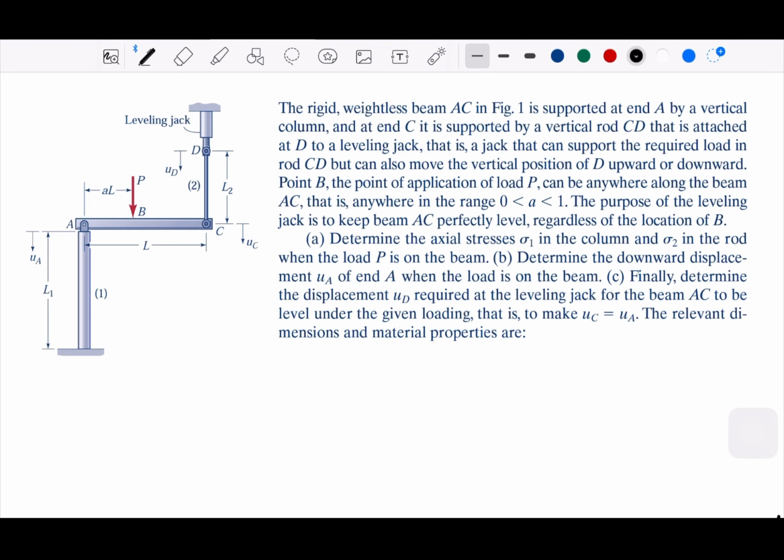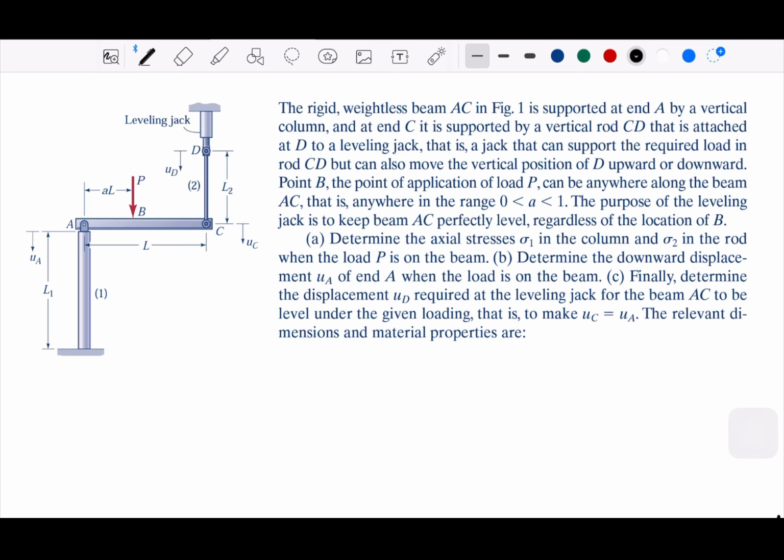So the purpose of the leveling jack is to keep beam AC perfectly level. What does it mean? Perfectly level means we need to make sure this AC stays as it is, so it doesn't go like this. And if there is some force, this leveling jack needs to react. So if the force is pushing this beam down, the leveling jack needs to make an adjustment. So that's the leveling jack's purpose.